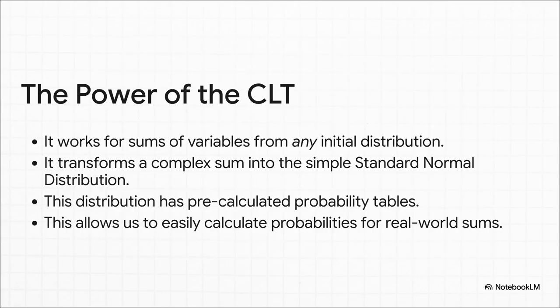And here's the truly powerful part. It doesn't matter what shape the original variables had. They could be uniform, lopsided, totally random. It doesn't matter. As long as you add enough of them up and do our little centering and scaling trick, their sum will behave like a standard normal variable. This is a total game changer because we know everything about the standard normal. We can just use simple lookup tables to find probabilities for what were once incredibly complex, impossible to solve sums.